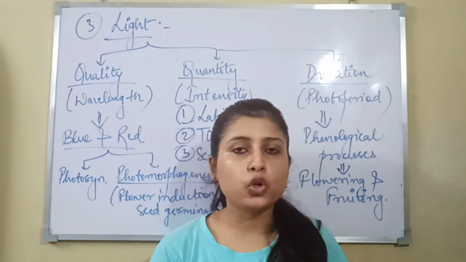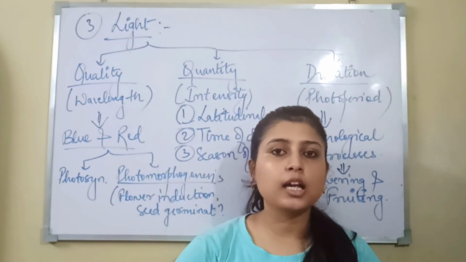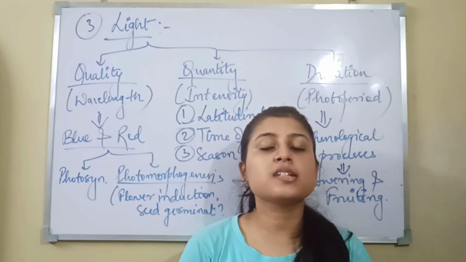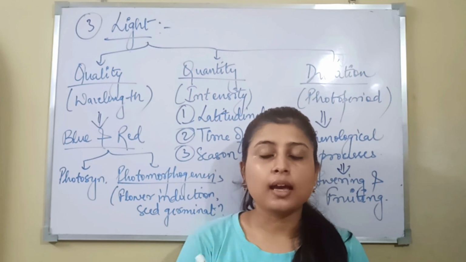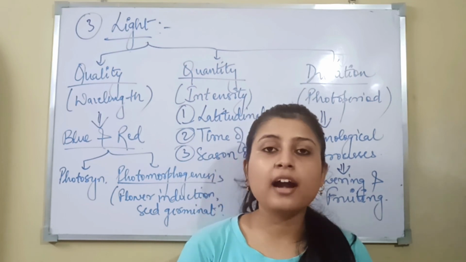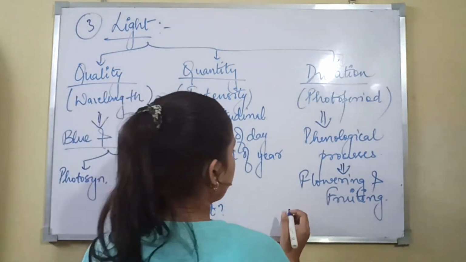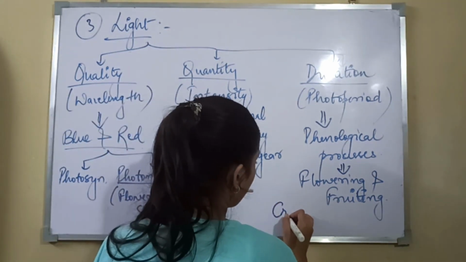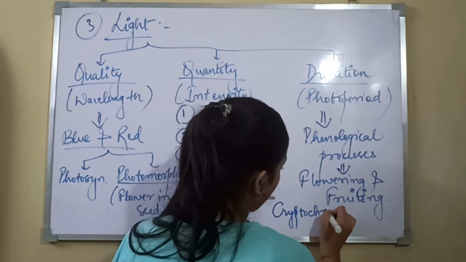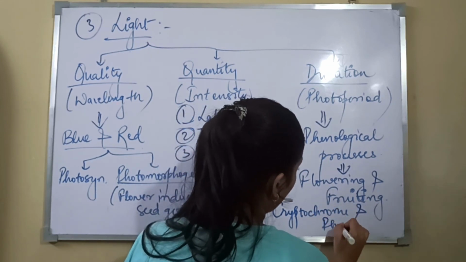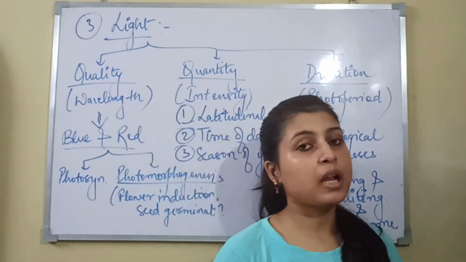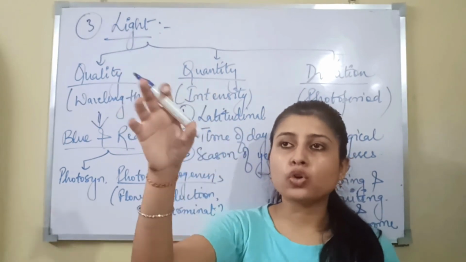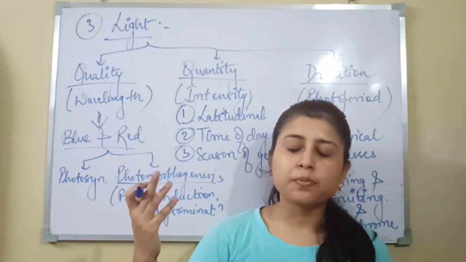Okay? So for this photoperiod, if you want to sense light, there should be some receptors. So plants have photoreceptors like cryptochrome and phytochrome. So you have two types of photoreceptors: you have cryptochrome and phytochrome, which are the photoreceptors present in plants to sense this photoperiod and regulate their growth and developmental processes.